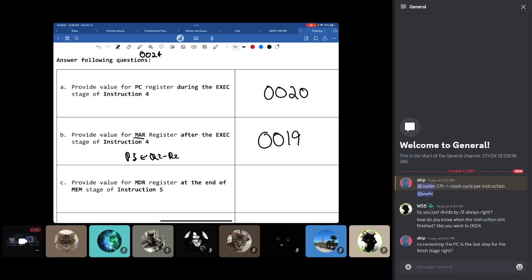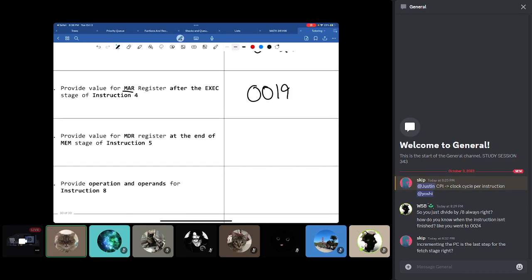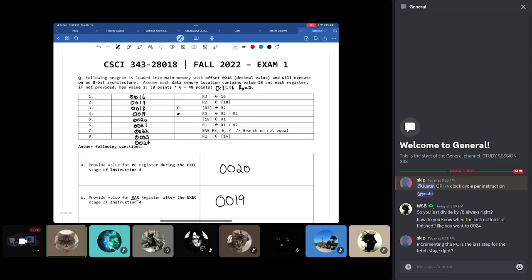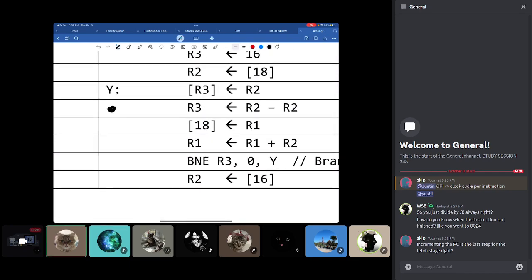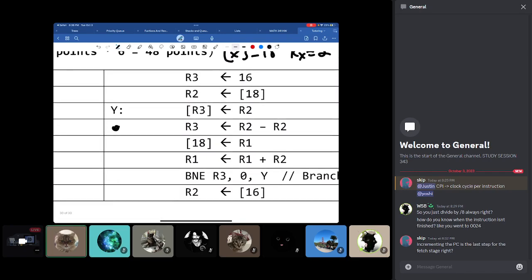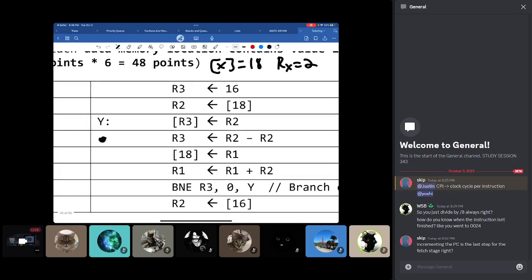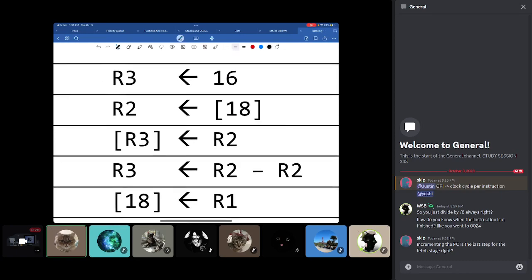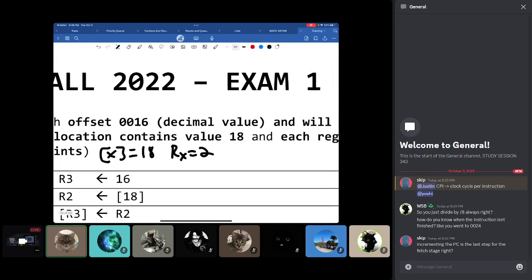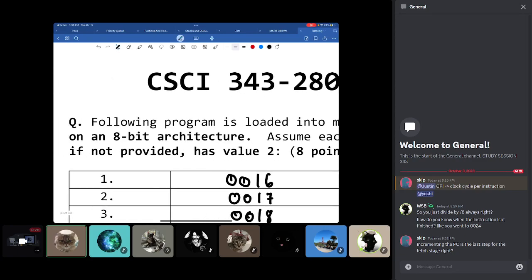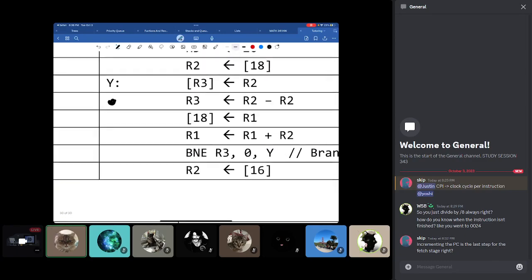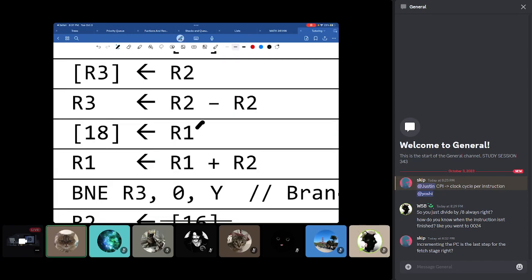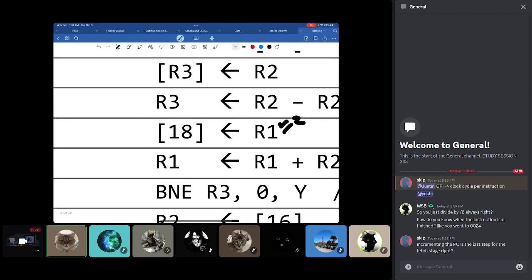From there, it says provide value for MDR register at the end of the mem stage of instruction 5. So instruction 5 says 18 to R1. So R1 looks like it was never touched, meaning that R1, if not provided, has a value 2 for any register, right? So that means that R1 is equal to 2. And we're storing the value 2 into address 18.